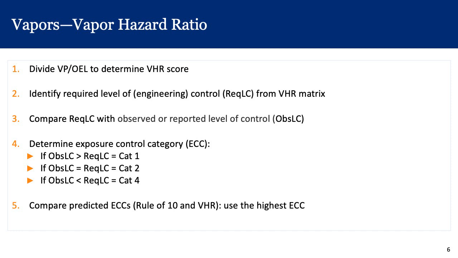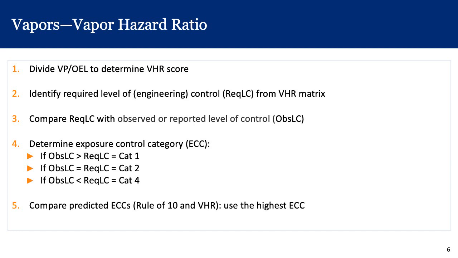Well, first, just as in the case of the first rule of thumb, I'll go through the different steps and then we'll go through an example. So the first thing is to actually calculate the vapor hazard ratio score. So you divide the vapor pressure by the occupational exposure limit. And then the second step is to identify the required level of control from the vapor hazard ratio matrix. We compare the required level of control with the observed level of control. And then we need to make a decision.